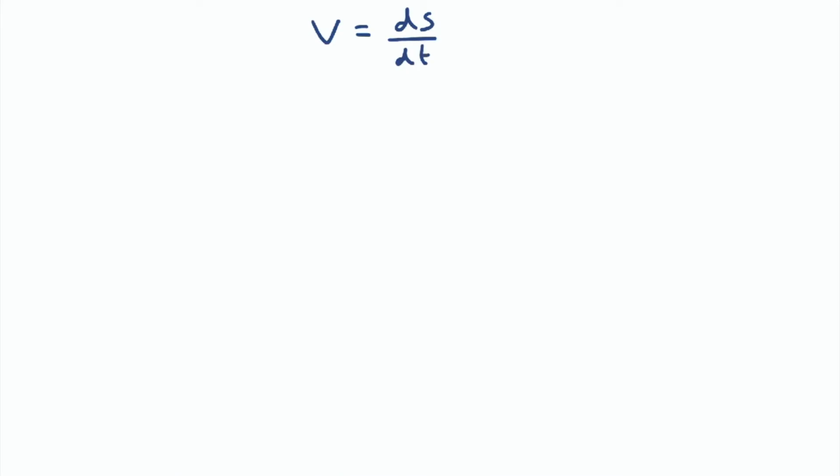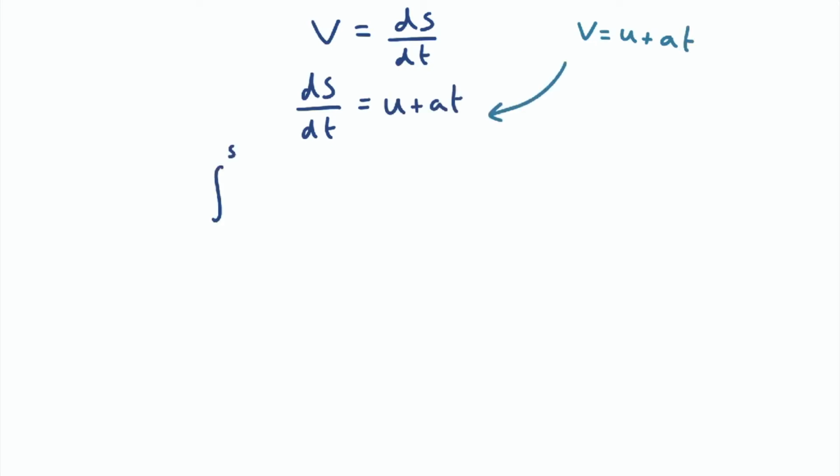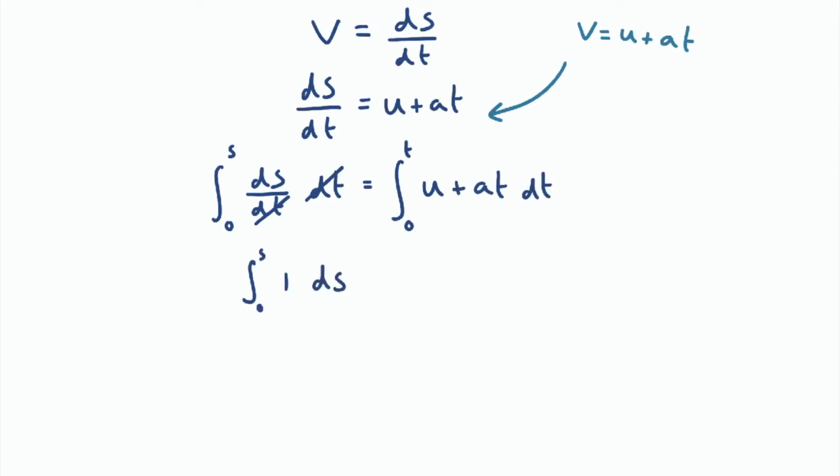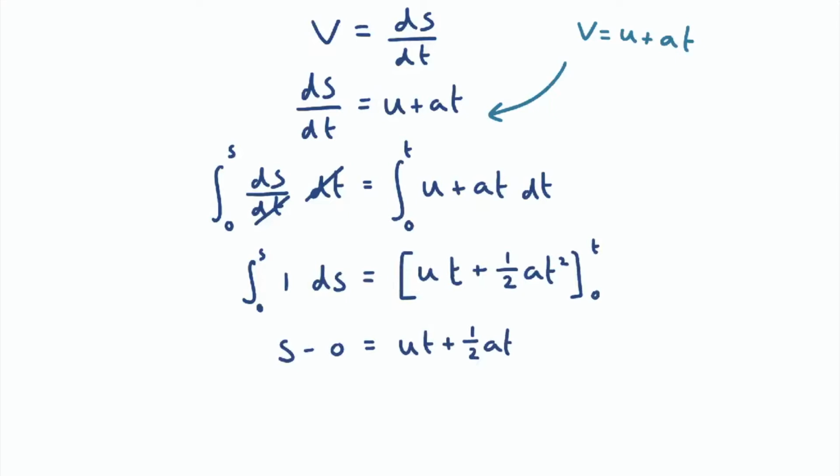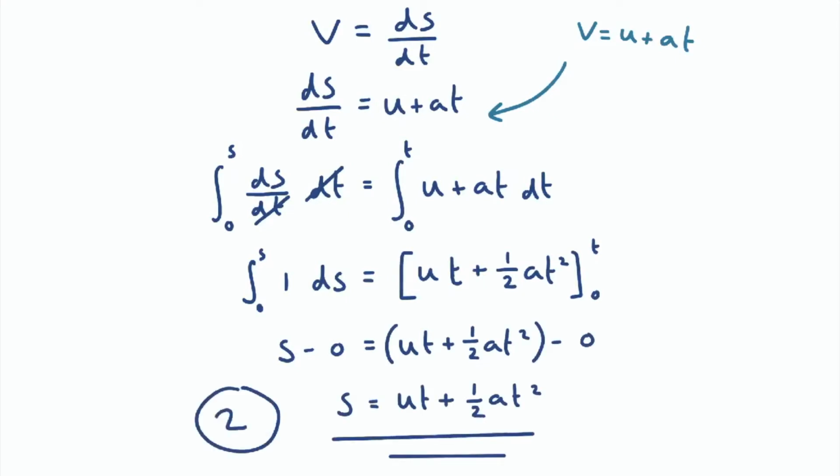For number 2, we start with the definition of velocity as the derivative of displacement with respect to time. We then set this equal to the first equation of motion, which is u plus at, and integrate both sides with respect to time. The left-hand side has limits of the displacement and 0, and the right-hand side has limits of the time and 0. So then, following this through, we get the second equation of motion, s equals ut plus a half at squared.